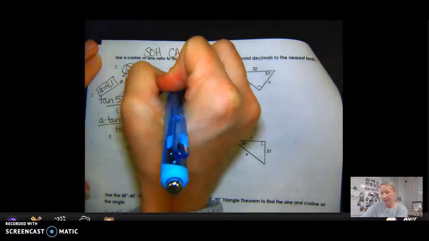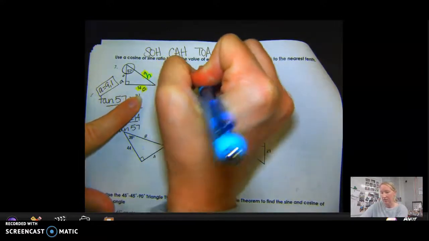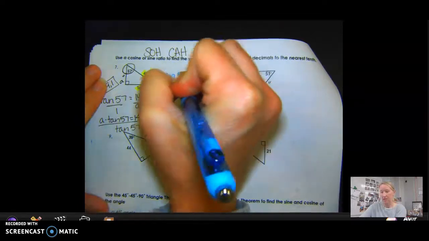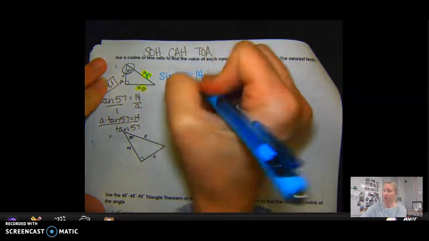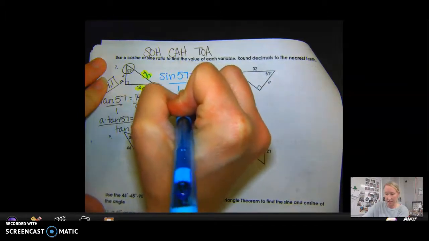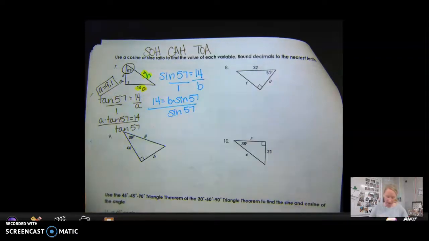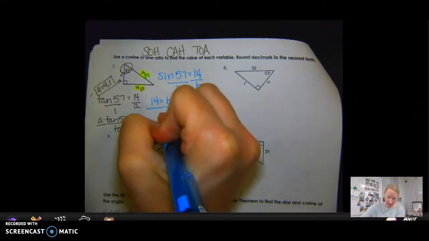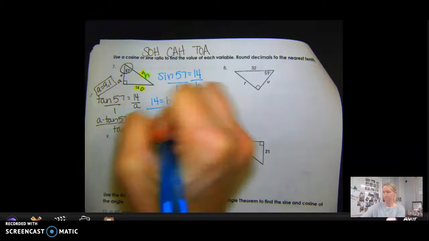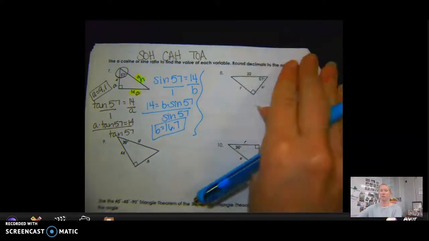We're going to do sine of the angle measure we're talking about, 57, equals O, and in this case O is 14, over H. In this case that's B. Put this over 1 so we set up a proportion. We're going to cross multiply and we get 14 equals B times the sine of 57. We're going to divide everything by the sine of 57. So I do 14 divided by the sine of 57, and I get B equals 16.7. Okay. Go ahead and pause me and see if you can do number 8 on your own. Unpause me when you're done.